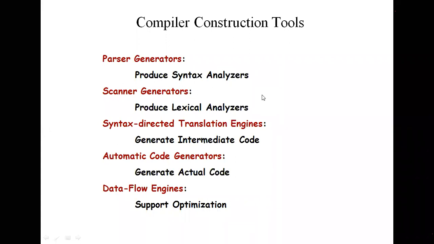And the next tool is the automatic code generator. What we are going to generate here is an actual code, that is the target code of the given input source code. Let us see how the tool is going to perform, and what type of task the tool is going to perform here.